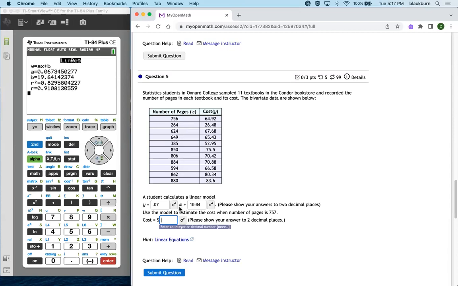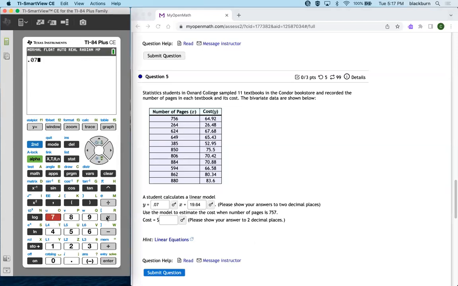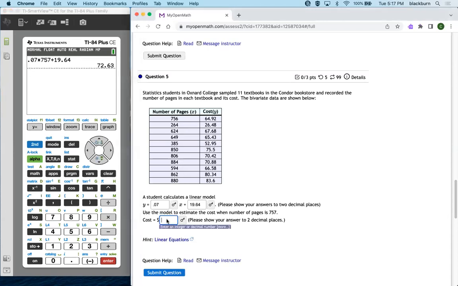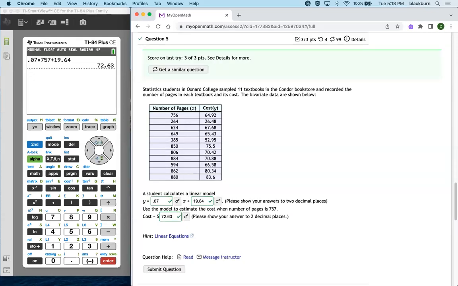Now we want to figure out what the cost is when the number of pages is 757. So all you're doing is you're plugging 757 in for X. So 0.07 times 757 plus 19.64. So I'm suspecting a cost of $72.63 for a book that has 757 pages. And we got them all. Great problem. I'm pretty sure there's one like that on the final.